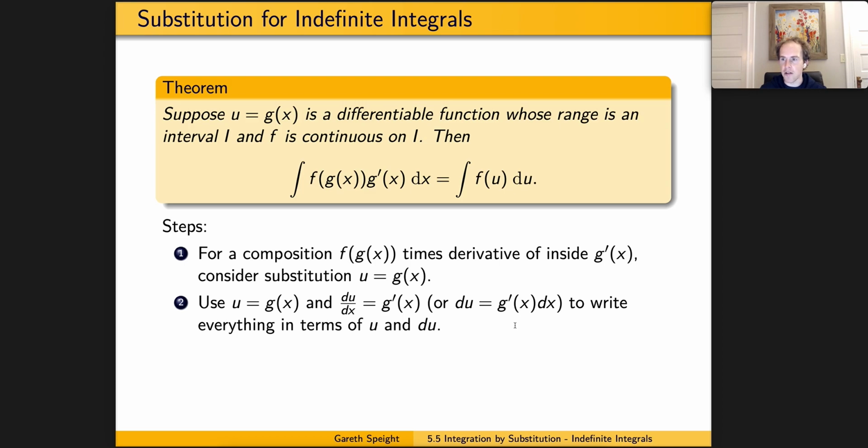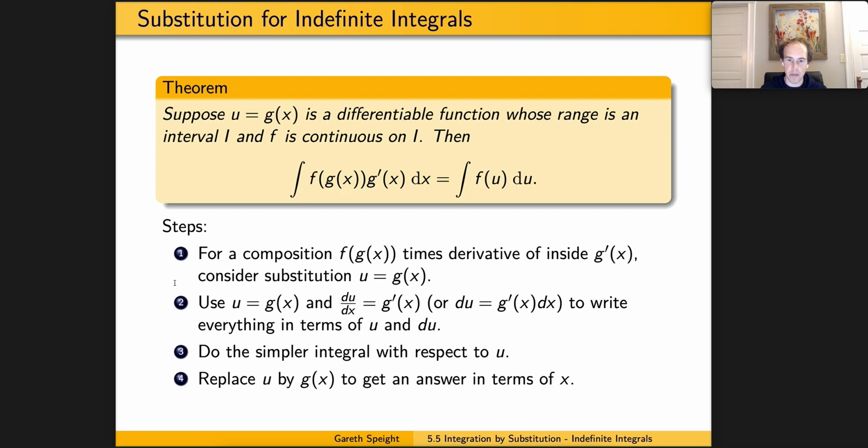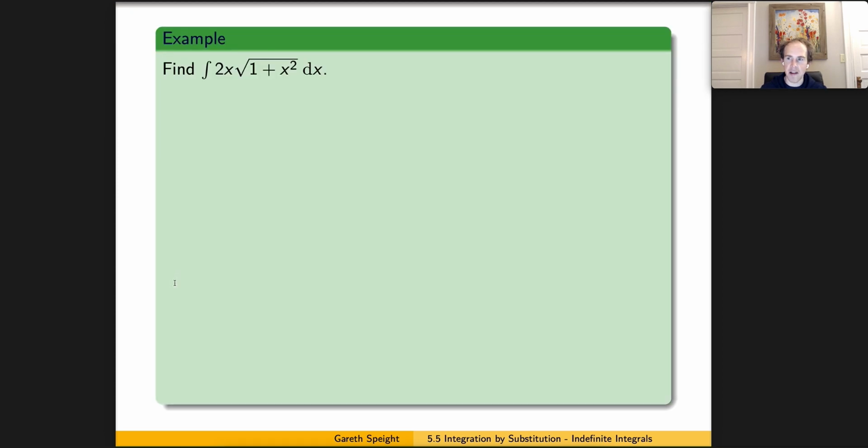We'll see in examples how it works. But the important thing is to take the thing we're integrating and write everything in terms of u and du. And then do this much simpler integral with respect to u. And then at the end, once we've integrated, we get an answer in terms of u, then we replace u by what it was in terms of x, whatever that substitution was. Okay, so it sounds complicated, but the main idea is simple. Let's see how it plays out.